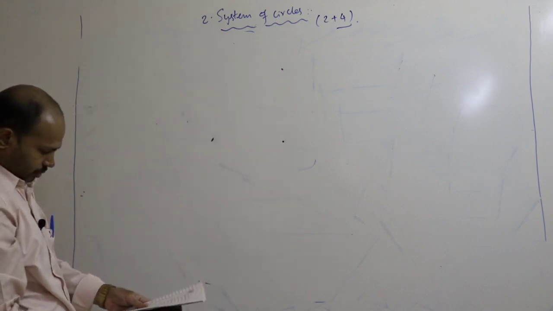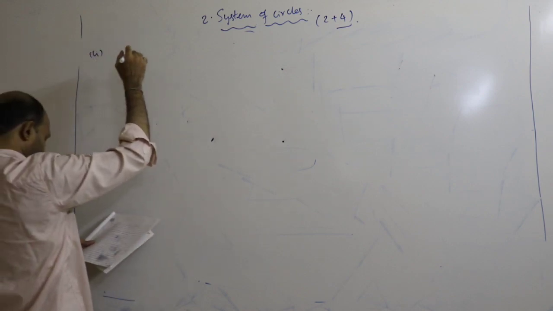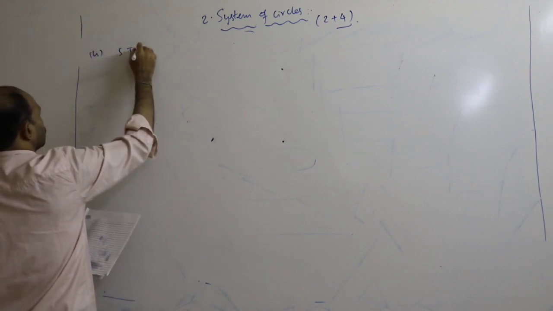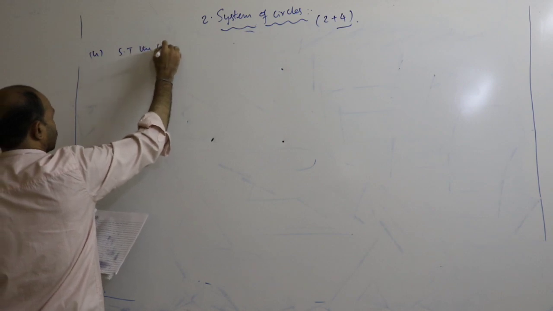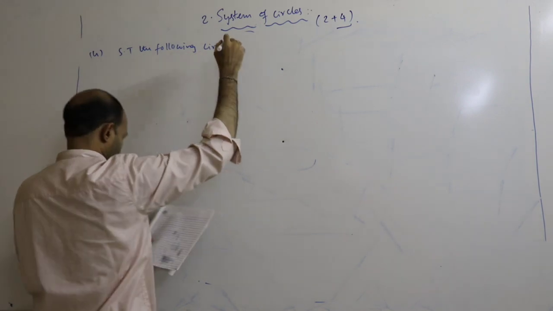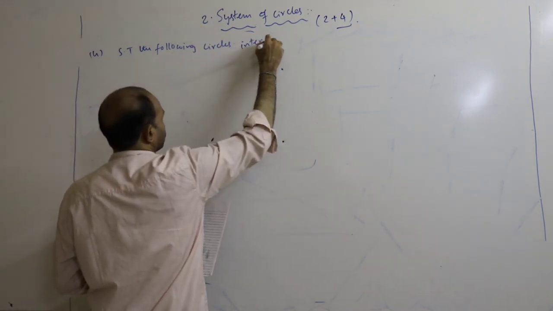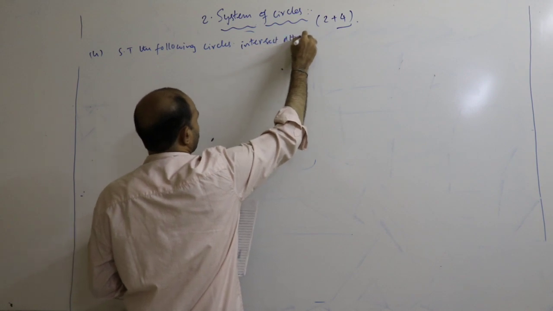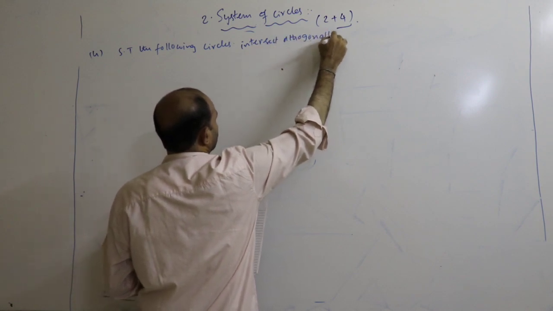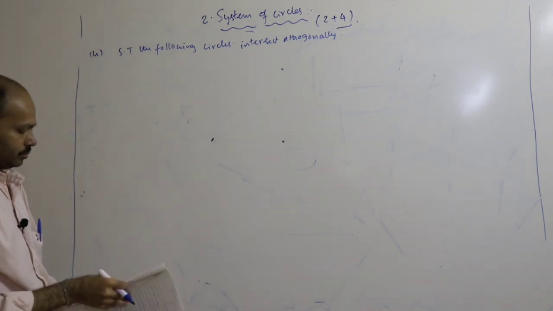Next question. Problem 4. Show that the following circles intersect orthogonally. Say one problem I am doing.